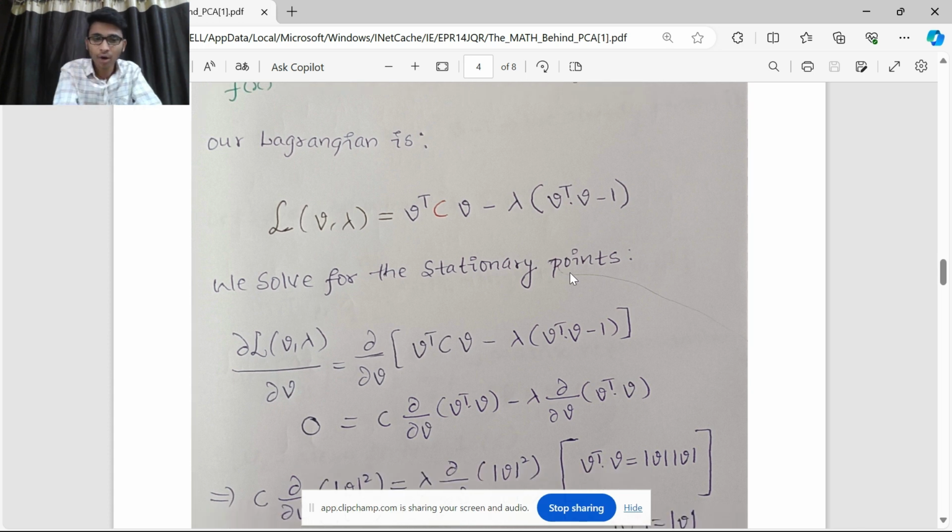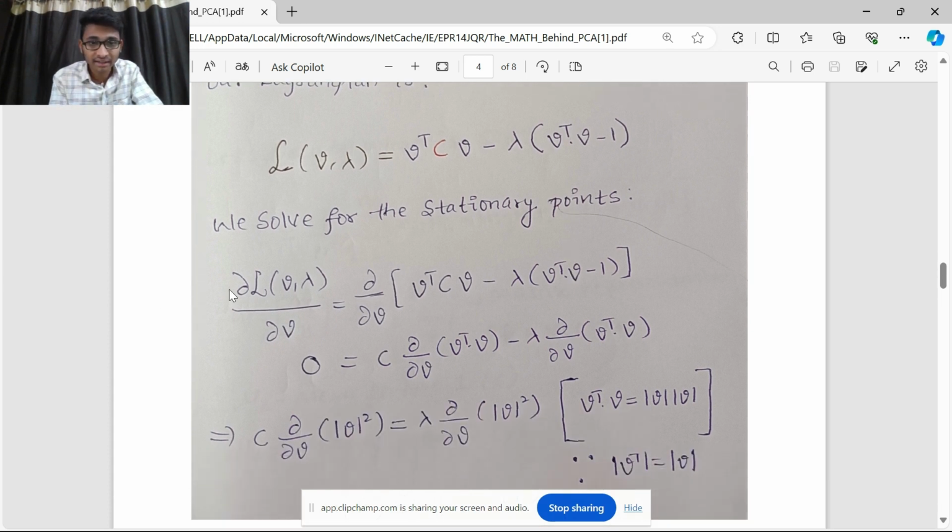For stationary points, we have to equate the derivative to 0. That is what I have done. See, dou L by dou V, with respect to V. Now this is a partial derivative, right? I hope you know how to do partial differentiation. We keep one variable as a constant and differentiate with respect to the other. I just took out the important part, and dou by dou v into v dot v transpose.